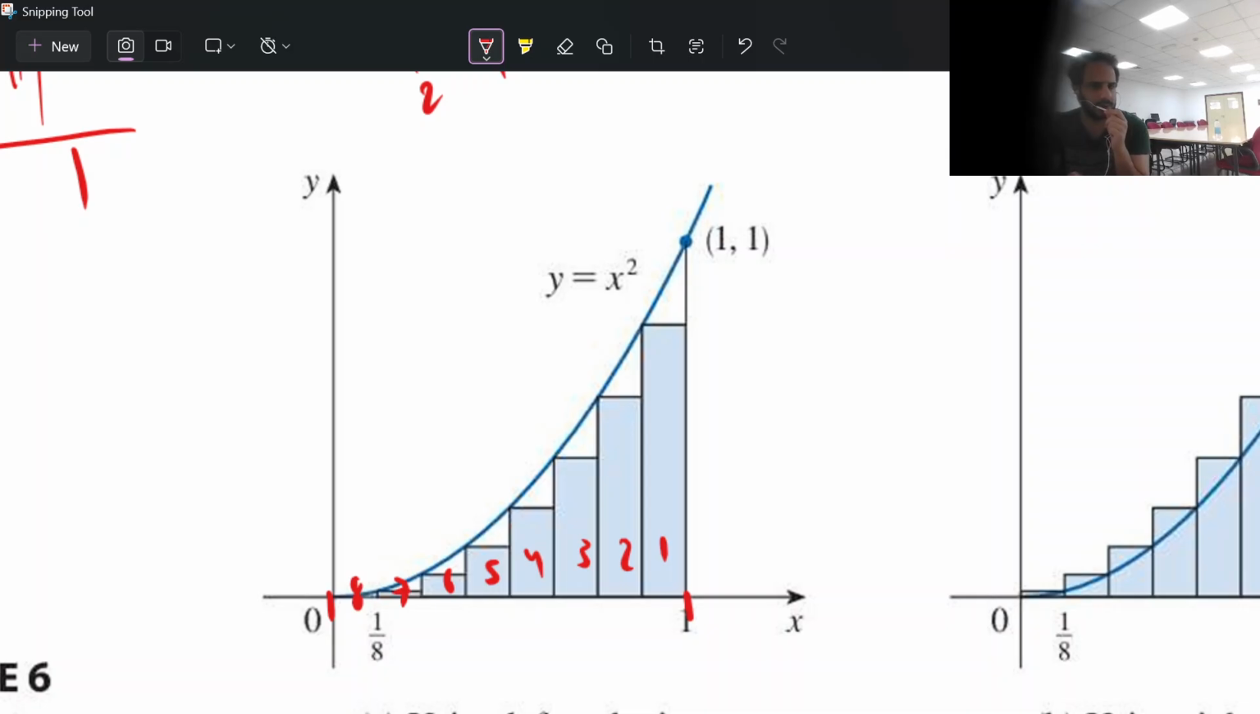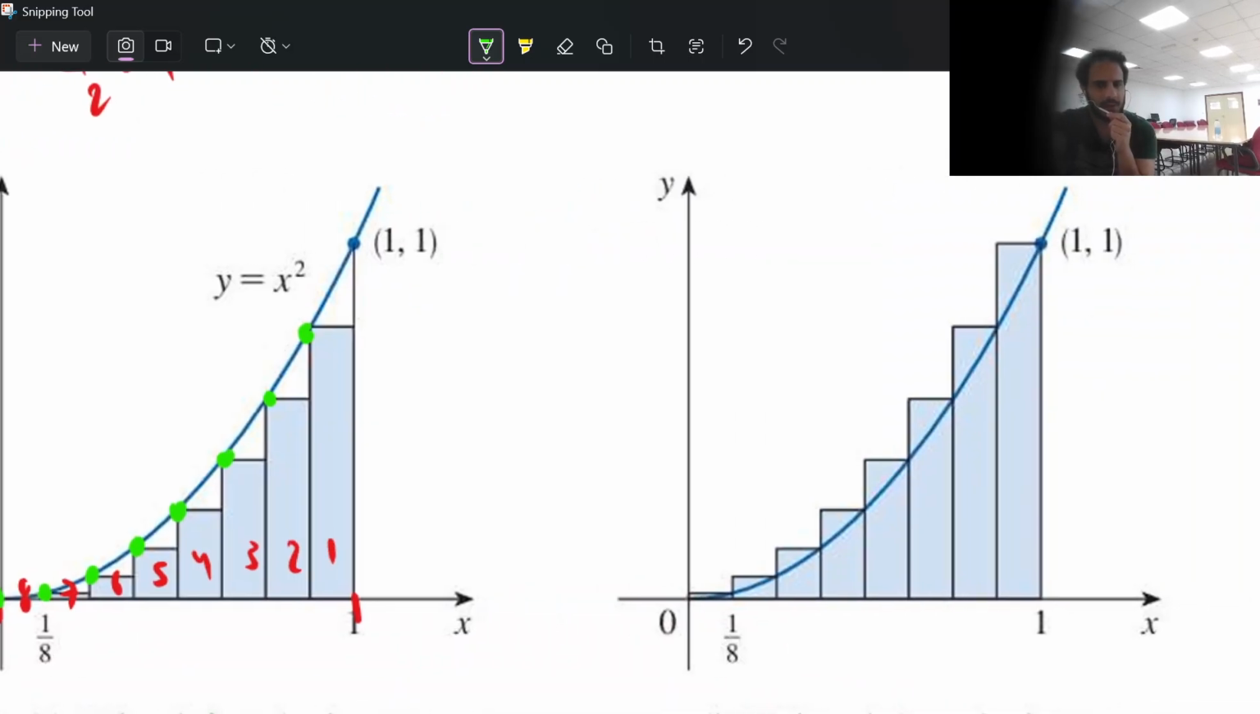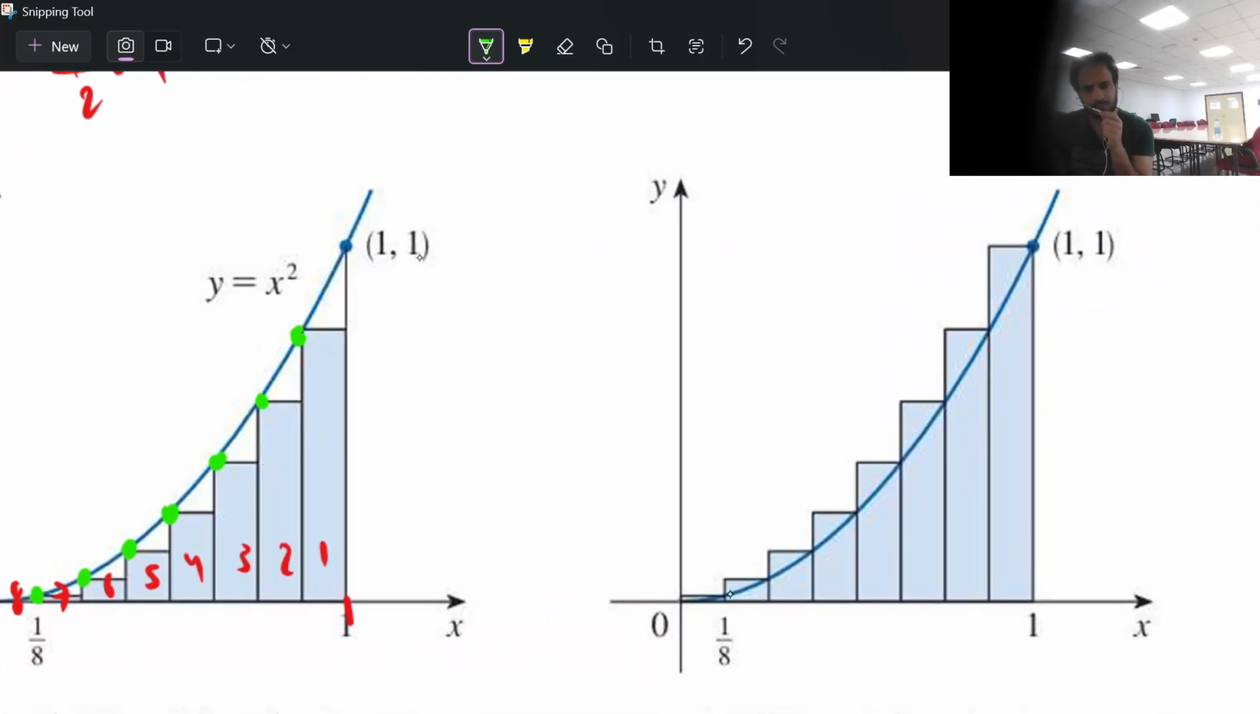You have two ways. You can take the height to be the left end point. Okay, see here. For this one, the height is the left end point. Left end point, left end point, and so on for all eight. See the other one. We can start here, right end point, right end point, right end point, like this.